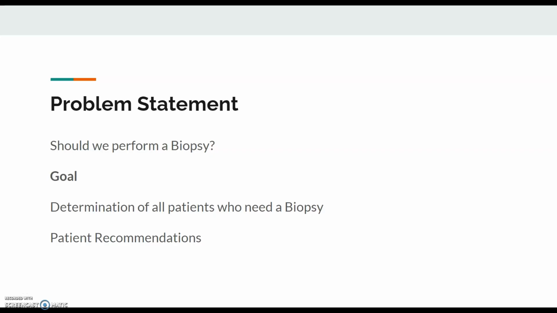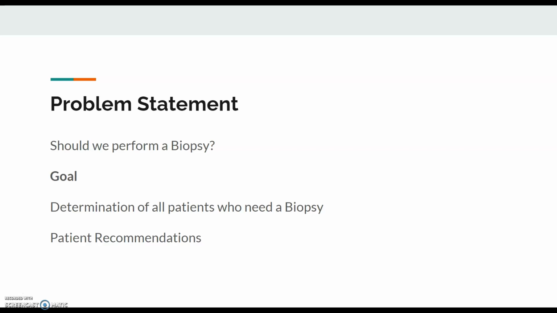Now, what is the problem statement? A hospital X has contacted company Y for machine learning, having learned about data science, and they want a machine learning algorithm that can help them identify the risk for cervical cancer, or whether they should perform a biopsy, rather.